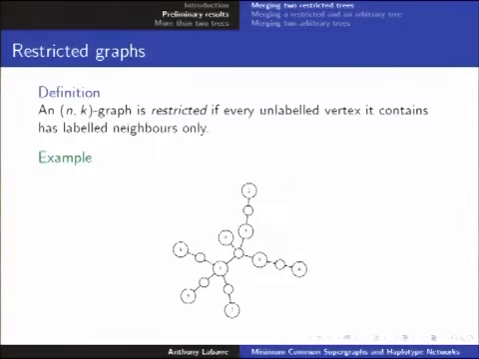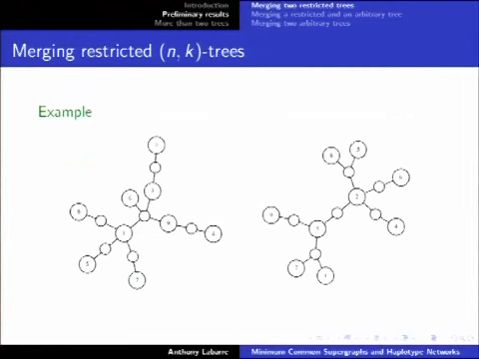So I say that an NK graph is restricted if there is no edge between unlabeled vertices. So every unlabeled vertex has labeled neighbors only. And what good is it to consider those trees when we want to solve the merging problem? Well, the nice thing is that if I'm going to pair up two vertices in those two restricted trees, namely those two vertices in red, I know exactly how many edges I will have in the resulting common supergraph.